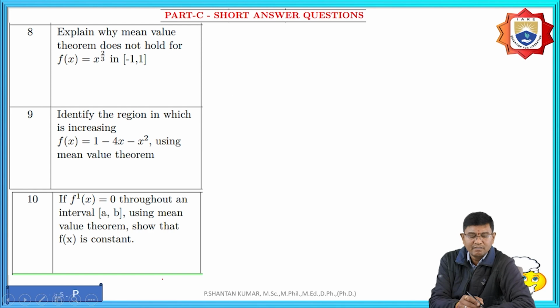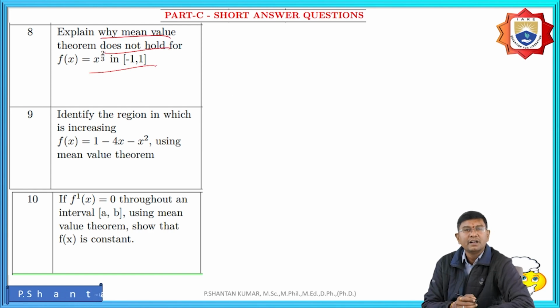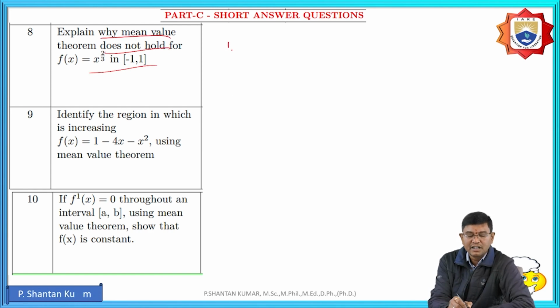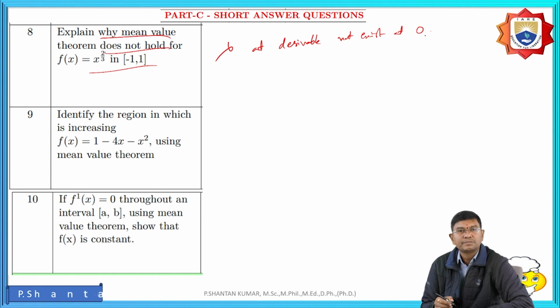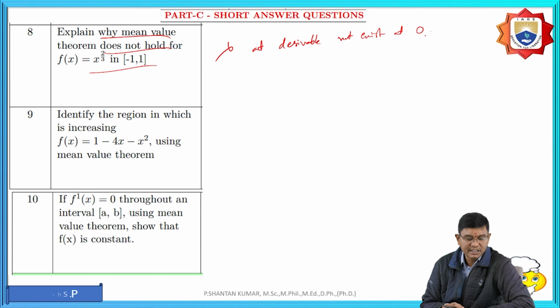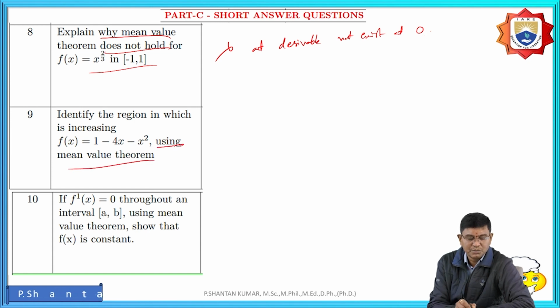And similarly, where the Lagrange theorem does not hold: it is not continuous at 2 by 3, and minus 1 is nothing but the derivative does not exist. The derivative does not exist at the 0 value. And again, in this region, identify that the function is increasing. F dash of x throughout the interval satisfies the mean value theorem conditions. It is also no problem.